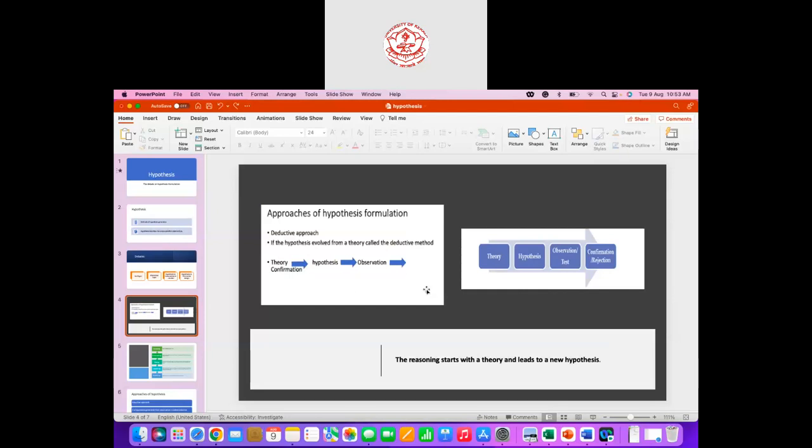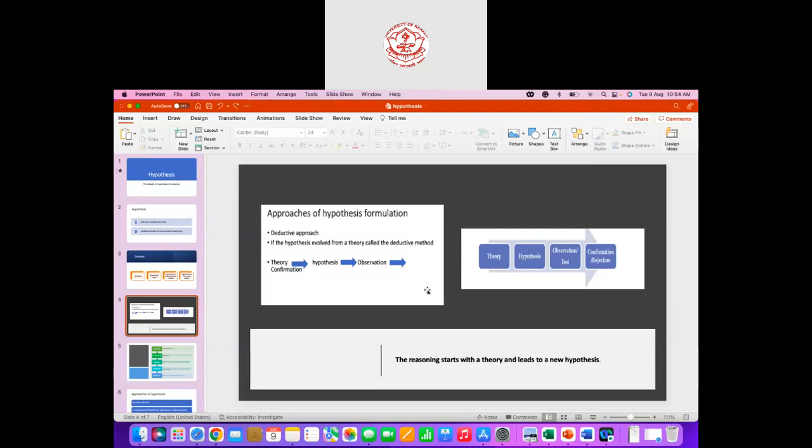The approaches of hypothesis formulation are very important. When we set the hypothesis based on these approaches, candidates can justify which approach they are using to set the hypothesis. There are two approaches, the deductive approach and the inductive approach. The deductive approach means the hypothesis is evolved from a theory. That means we have a theory, we have existing literature, we have existing theoretical underpinnings stating a clear understanding of the concept, so we start from the theory. If we start from theory, it is known as the deductive approach.